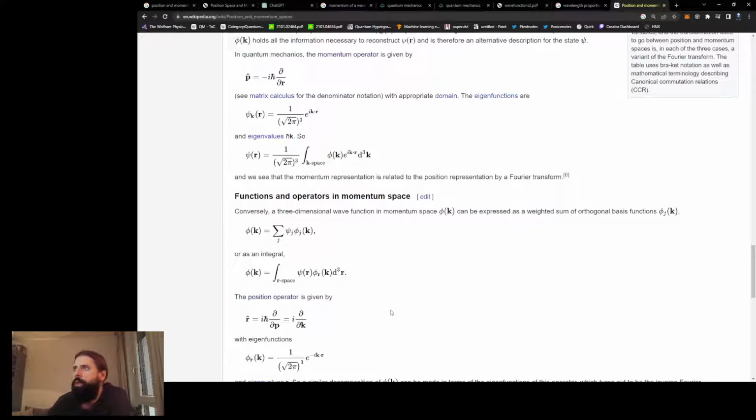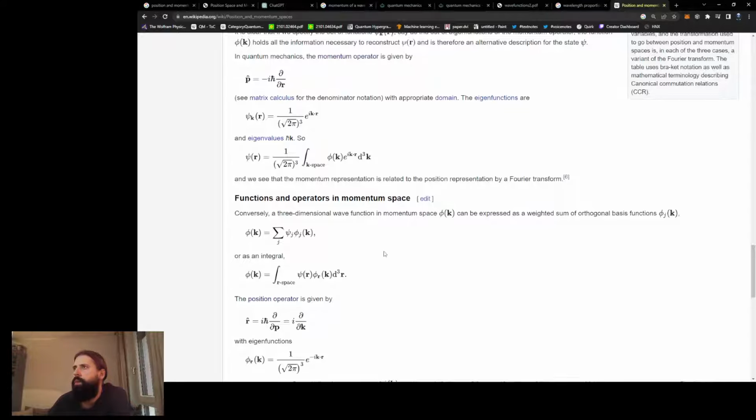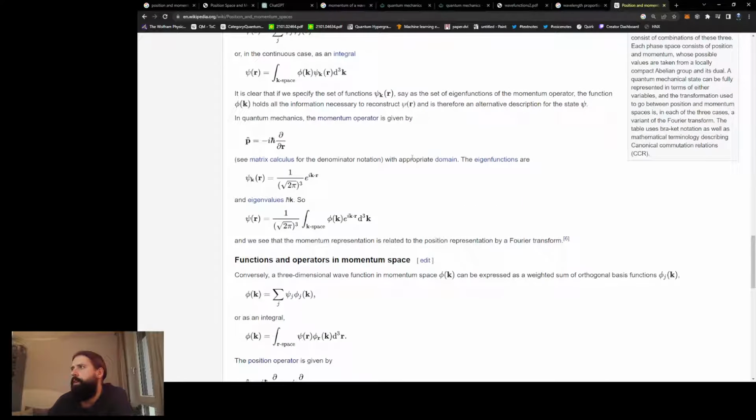What is the meaning of the eigenfunctions of the momentum operator? Okay, so that's a good question. What is the meaning of the eigenfunctions of the momentum operator? So a momentum operator is an operator that tells you that if you apply it to a wave function, then it will give you the momentum.